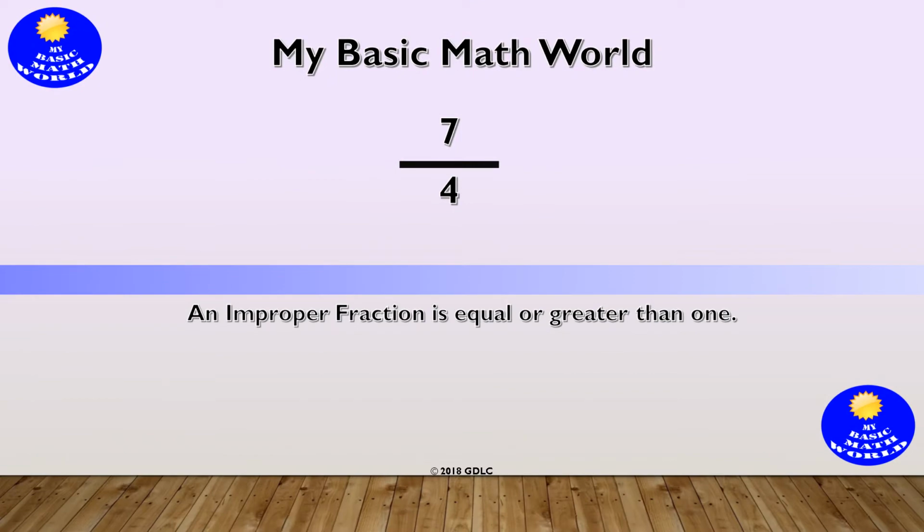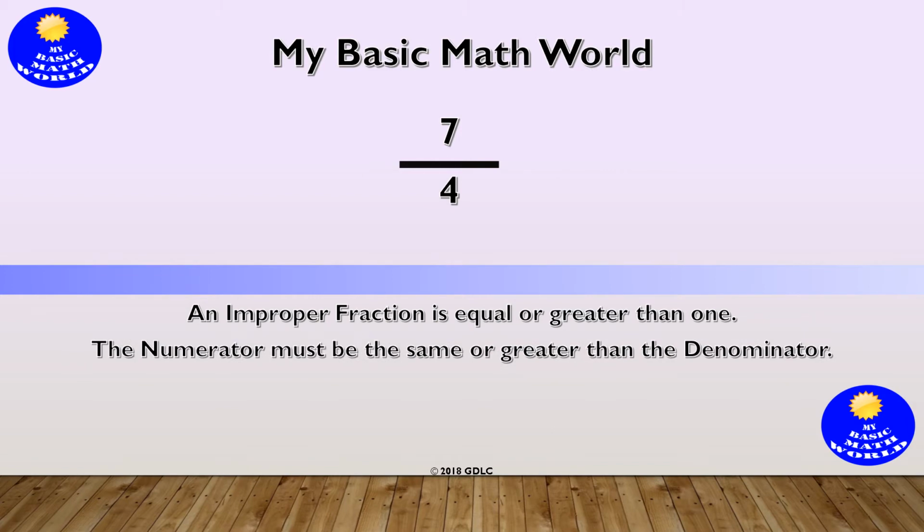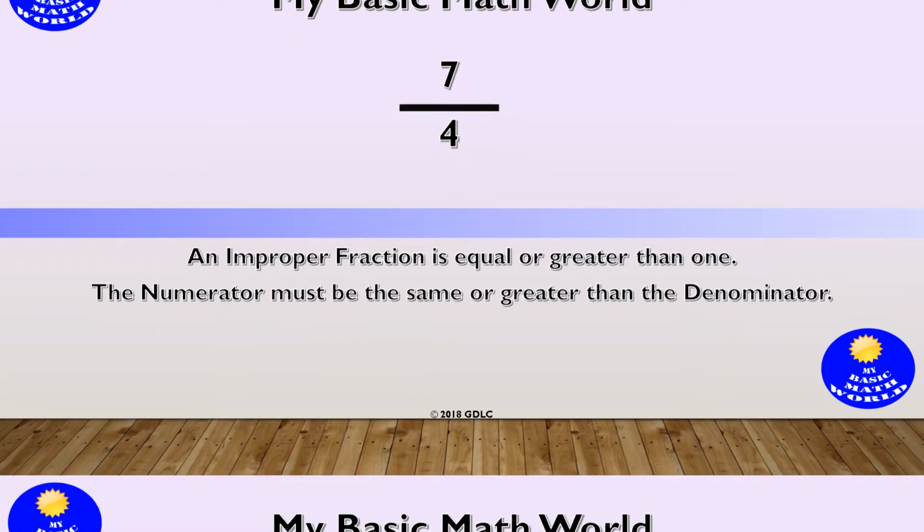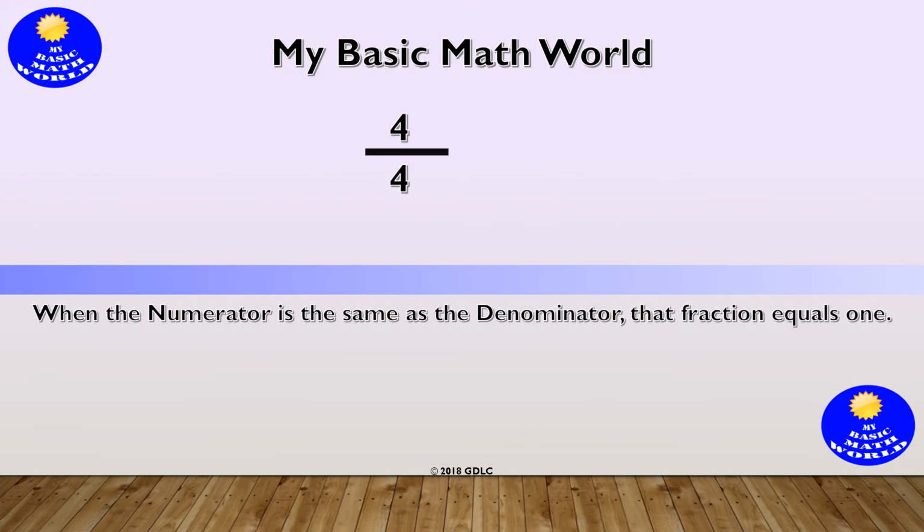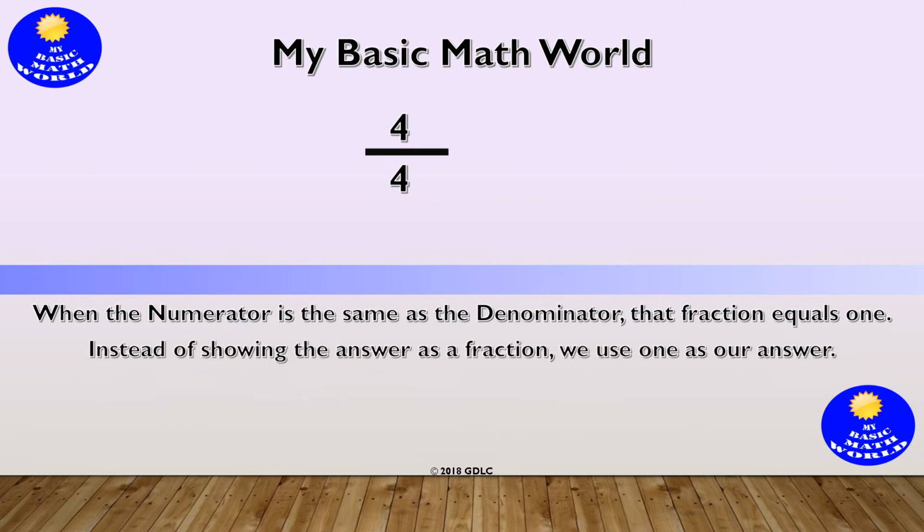An improper fraction is equal or greater than 1. The numerator must be the same or greater than the denominator. When the numerator is the same as the denominator, that fraction equals 1. Instead of showing the answer as a fraction, we use 1 as our answer.